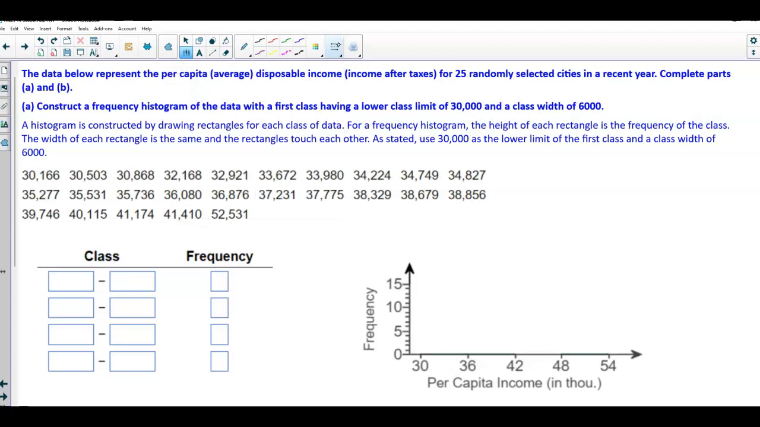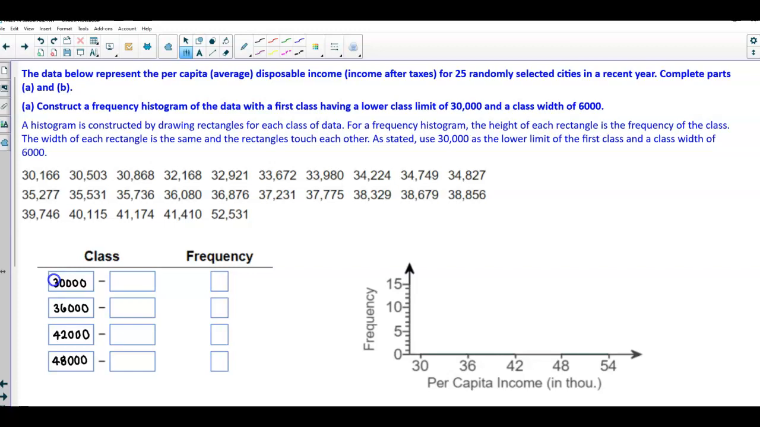We know that our lower class limit is 30,000 for the first class. If we add 6,000 to that, that gives us 36,000. If we add 6,000 to that, that gives us 42,000. And if we add 6,000 to that, that gives us 48,000.